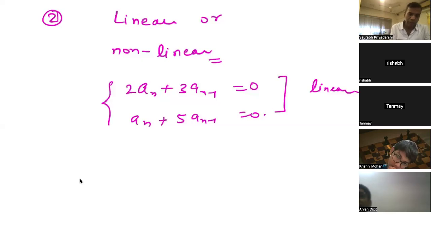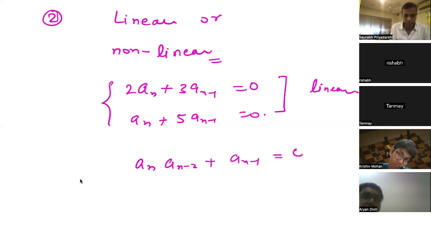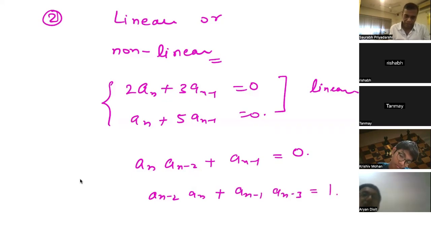But what is non-linear? If I write one of the non-linear forms, now you'll understand exactly what is the meaning of this. Like a_(n-2) times a_(n-1) is equal to 0, or a_(n-2) a_n plus a_(n-1) a_(n-3) is equal to 1, right? So these are called non-linear. Is this okay? The solution of linears are different, solution of non-linears are different, right? We have to take care of both of these, right?